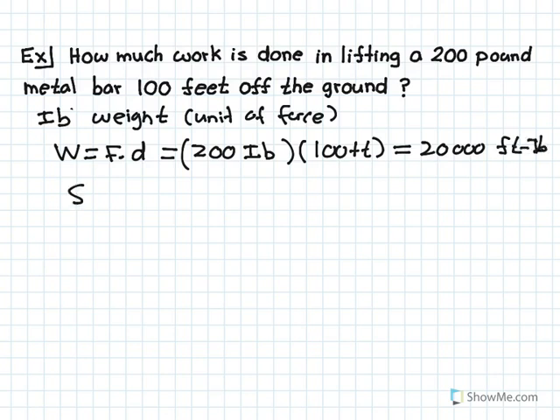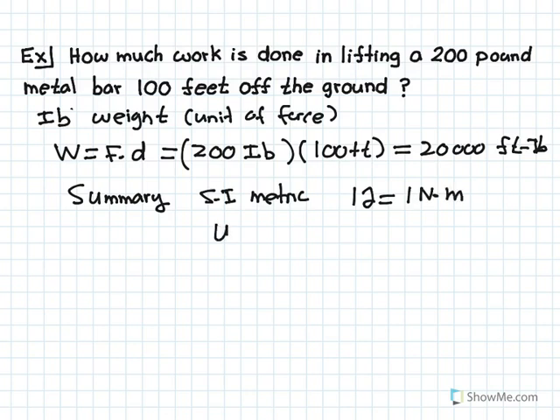So let's do a summary of the units that we're applying in these two examples. For the SI system, the SI metric, 1 joule is equal to 1 Newton times meter. For the US system, the imperial system, 1 unit of work is equal to foot-pound. So feet times pound. I'll just put units of work.